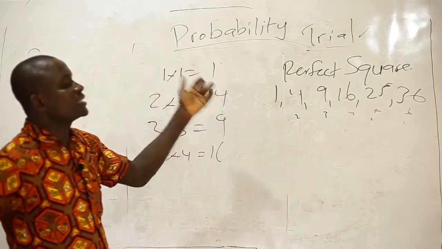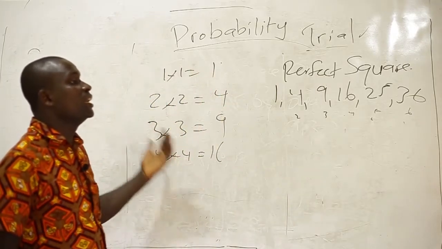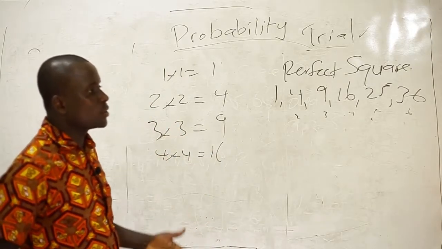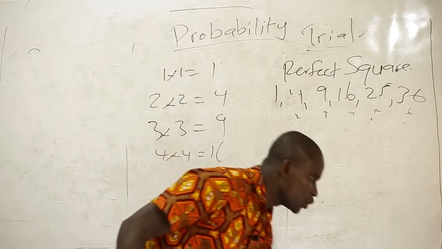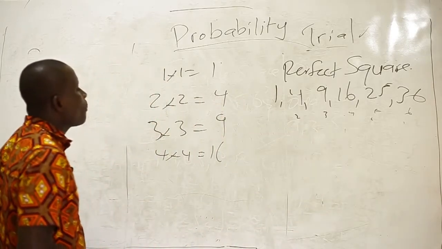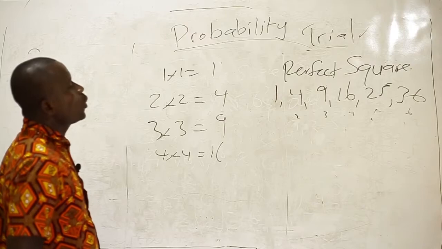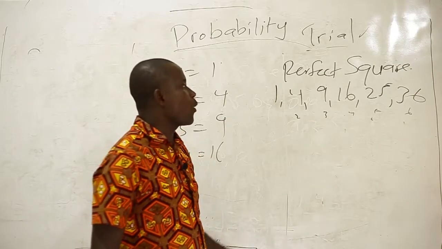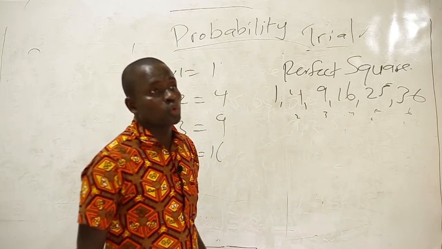5 times 5 is 25, 6 times 6 is 36, 7 times 7 is 49, 8 times 8 is 64, 9 times 9 is 81, 10 times 10 is 100, okay, 11 times 11 is 121, and so on and so forth. So that is how perfect squares are generated. So I'm repeating, what is a perfect square? A perfect square is a number which has a perfect square root.